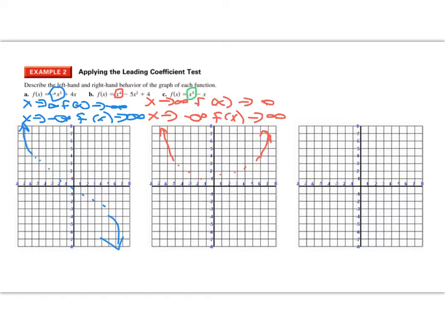We're looking at an odd degree, and there's no negative in the front, so that means it's going to go something like a line, something like this. We don't care again what happens in the middle. So as x approaches infinity, f of x goes to infinity, and as x goes to negative infinity, f of x goes to negative infinity.